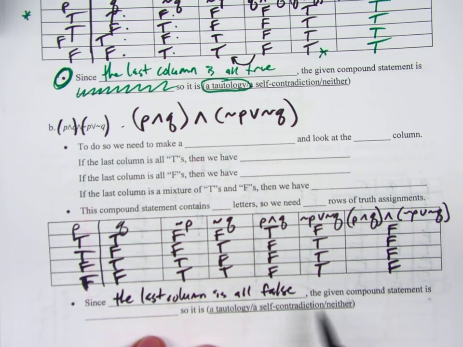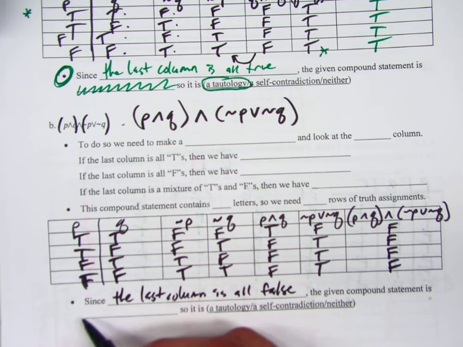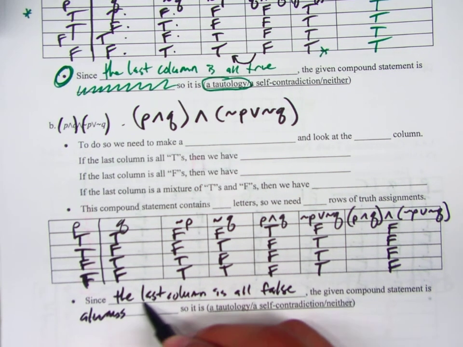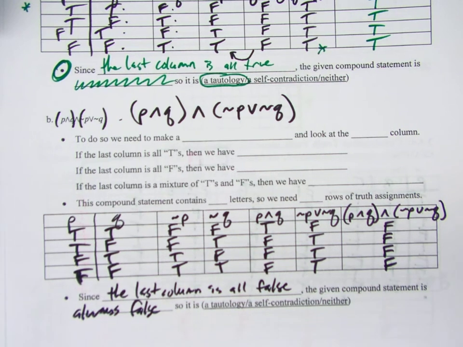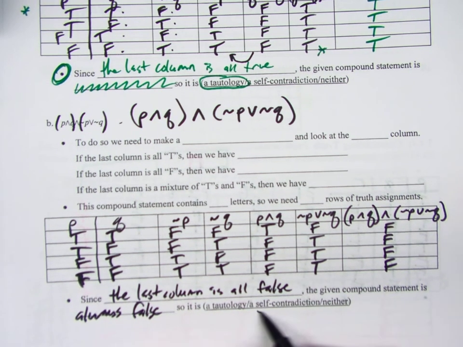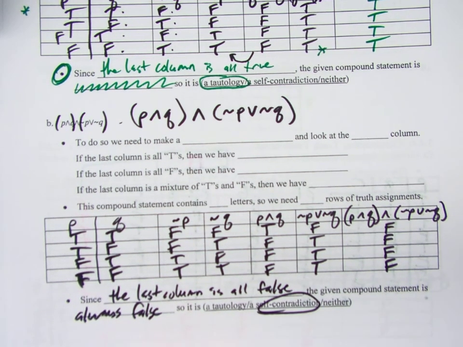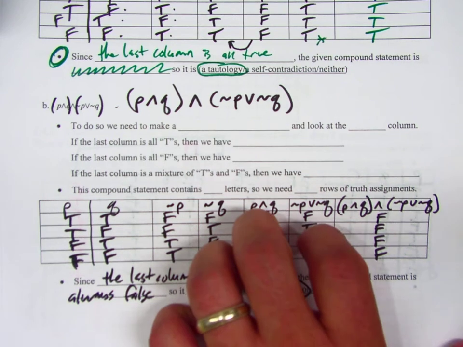Oh, I think I know what they want us to do. The given compound statement is always false. So don't lose sight of the fact that this last column represents the compound statement. And obviously it's a self-contradiction. Okay? Let's turn the page.